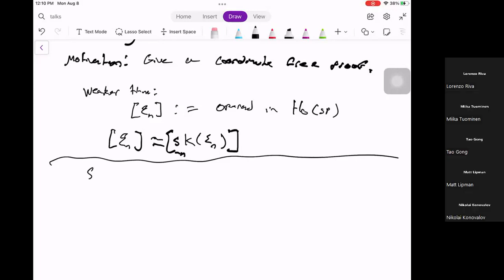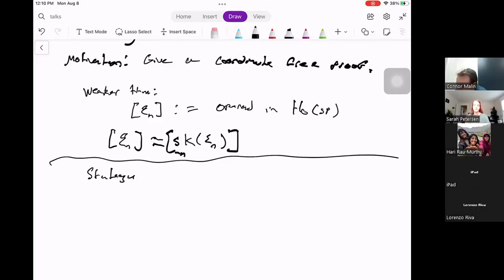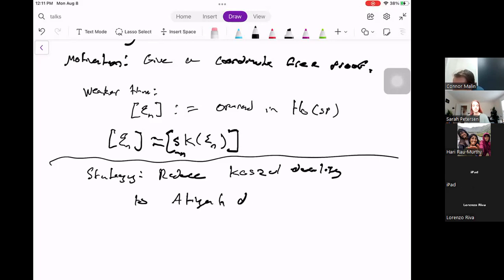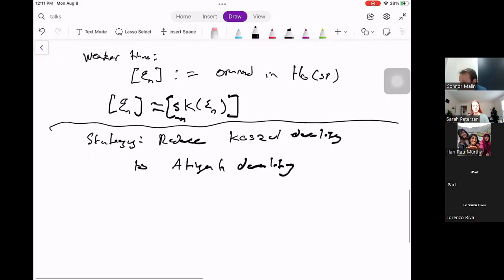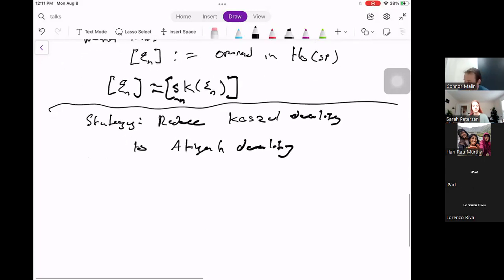And so the strategy of the proof is we're going to reduce the statement of causal duality to a version of Atiyah duality, okay? And now it sounds like I just replaced Koszul by Atiyah, so probably it should be just as complicated. But actually, Atiyah duality is very simple. So let me briefly recall that.